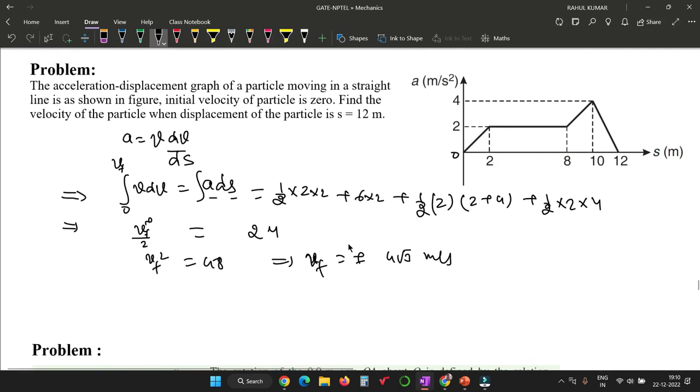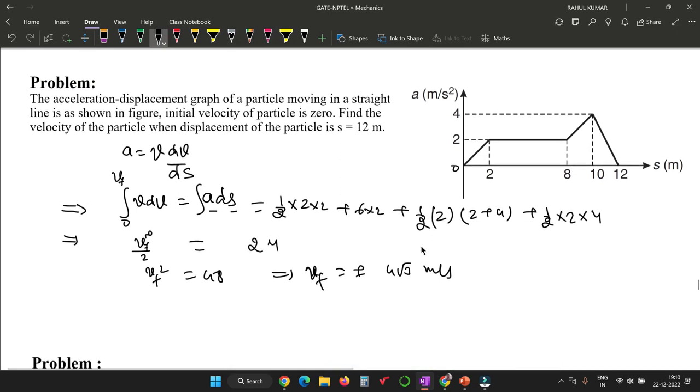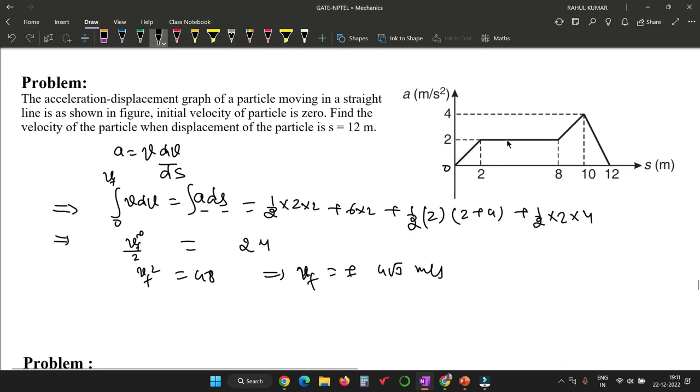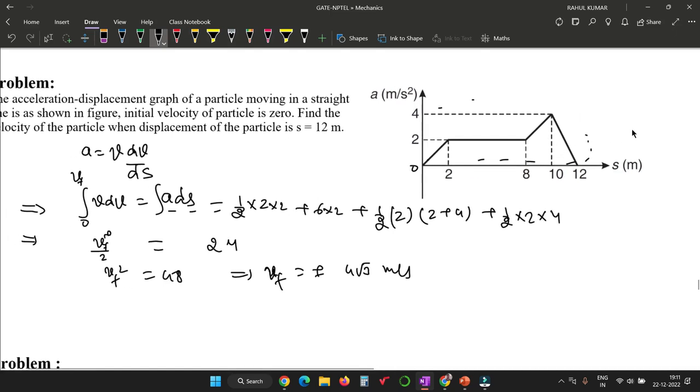But here we have to ignore the negative value because you are getting two values. The reason behind this is you can see that the acceleration is always positive. Since the particle is in rectilinear motion and the acceleration is always positive and displacement is also positive, there is no chance that the particle's velocity is reversed.